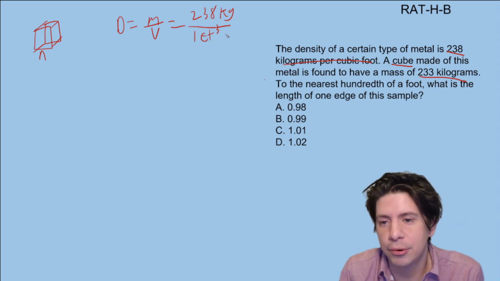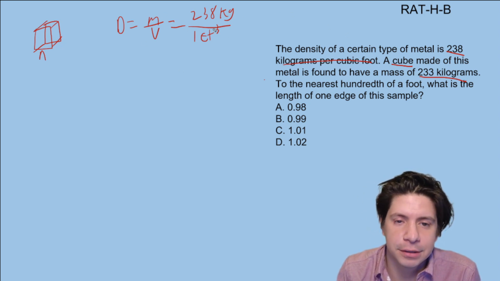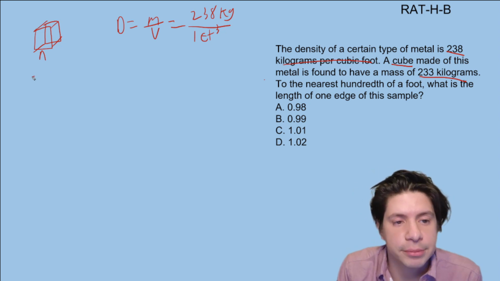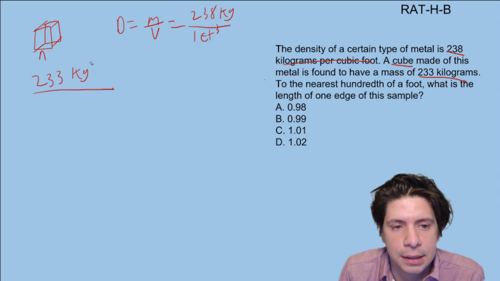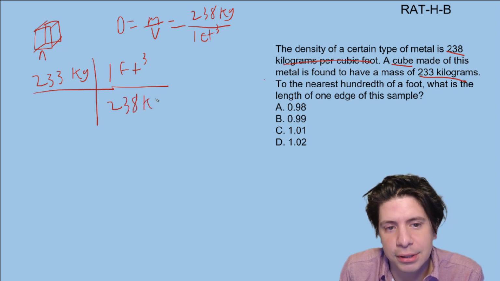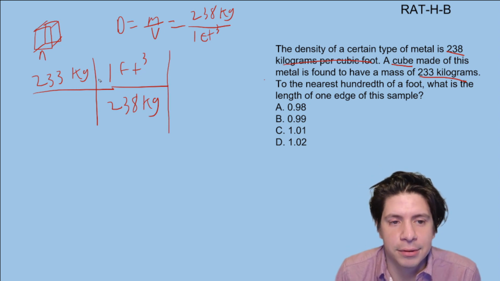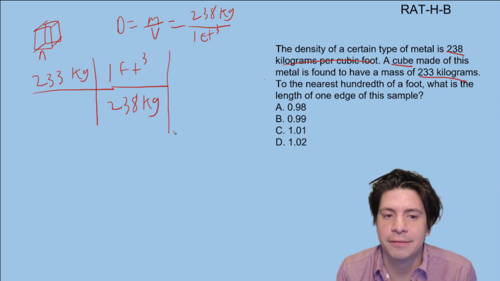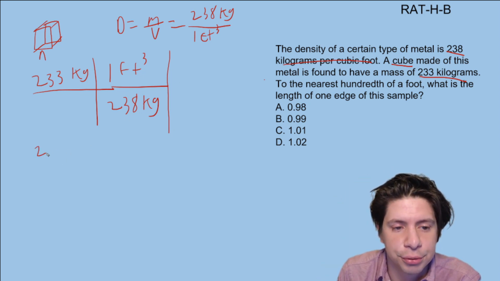So we're going to do railroad method with the 233 kilograms to find how many cubic feet we have. So it's going to be 233 kilograms. And then we're going to do 1 foot cubed, right? Because that's how much is in 238 kilograms. And we know to put the kilograms on the bottom because we want the units to cancel out and we want to be left with the cubic feet units. Okay, so now what we do is we do 233 divided by 238.